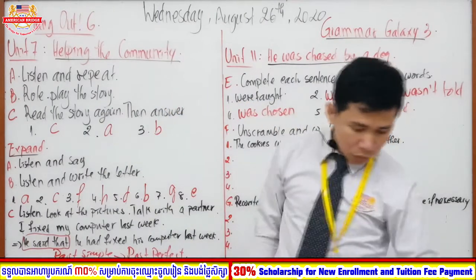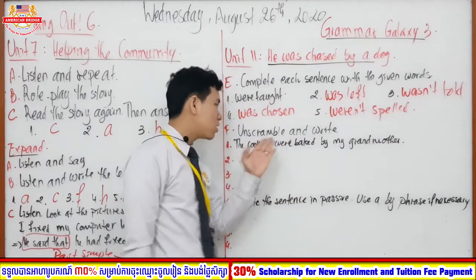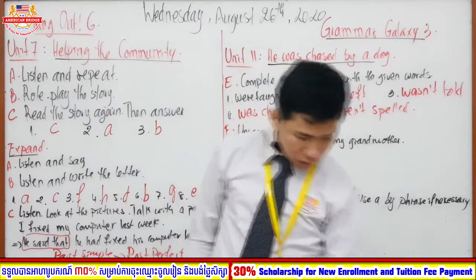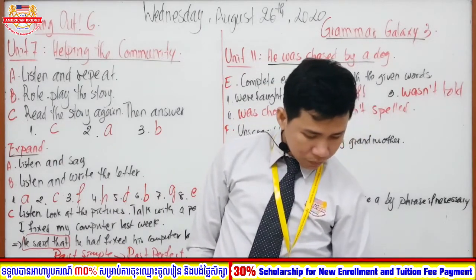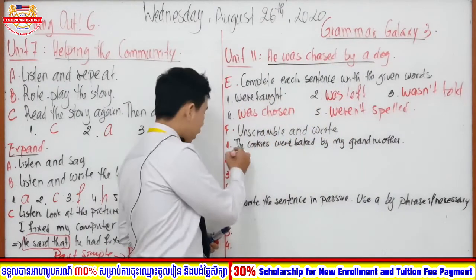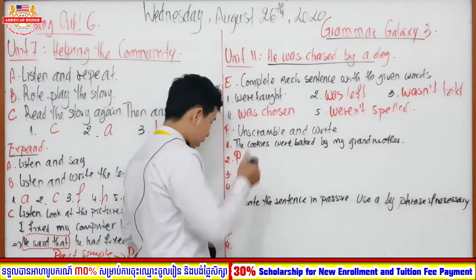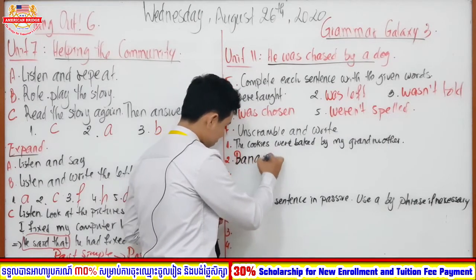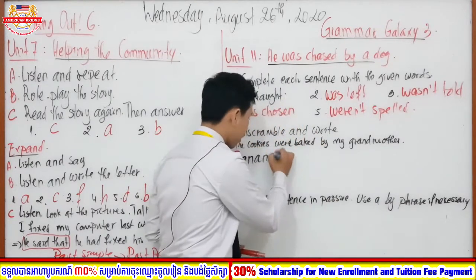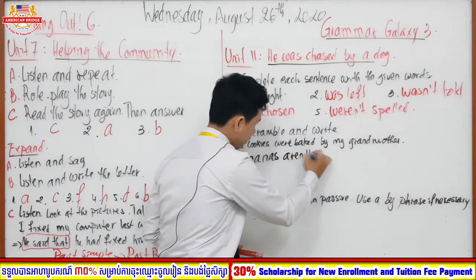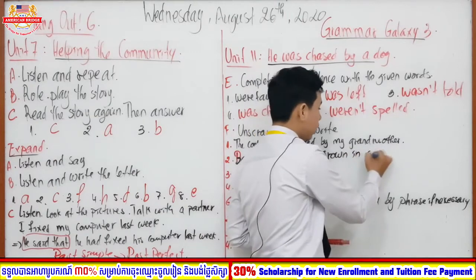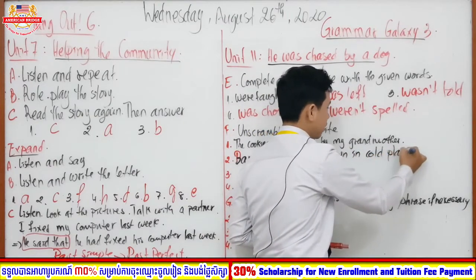Right now, number 1 is given to you as the example: The cookies were baked by my grandmother. Okay, number 2: on cold places, bananas grown in, and full stop. Which one is it? Very good. Number 2 is bananas, and then verb 3, grown, in cold places.